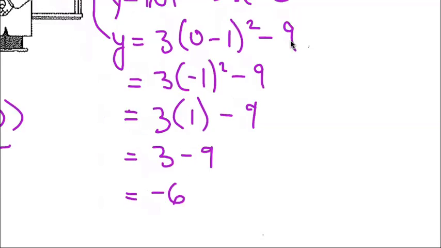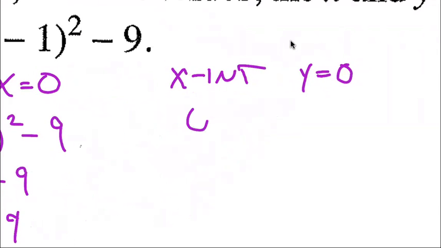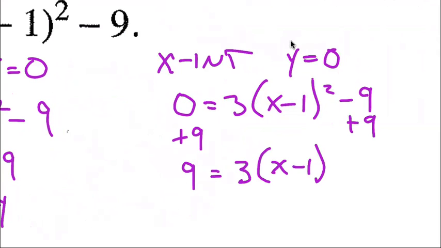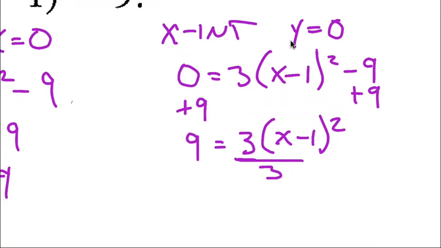Now we do the same process, except this time we're looking for our x-intercept. We make y equal to 0. So this is going to be 0 is equal to 3 bracket x minus 1 squared minus 9. I need this term by itself, so I need to get rid of the 9. So I'm going to add 9 to both sides. That gives me 9 is equal to 3 bracket x minus 1 squared. Before I square root, I need to get rid of the 3, so I'm going to divide by 3. 3 is equal to x minus 1 squared.